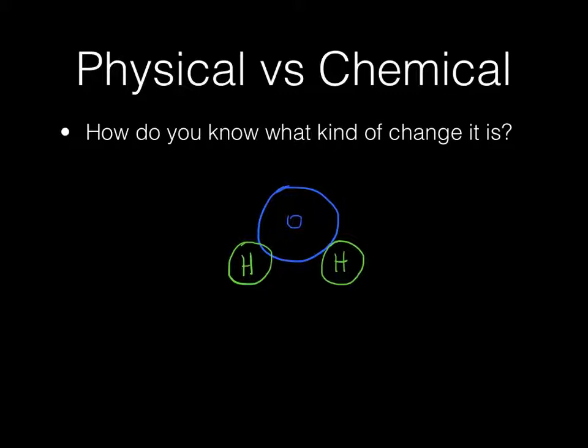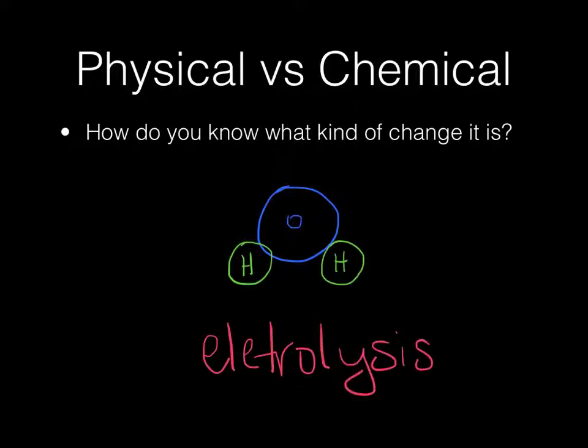Another example would be water. If you were to do electrolysis, that is going to physically and chemically alter the water. Electrolysis breaks the oxygen and the hydrogen atoms apart so that you have two completely different substances. That is a chemical change once that is completed.